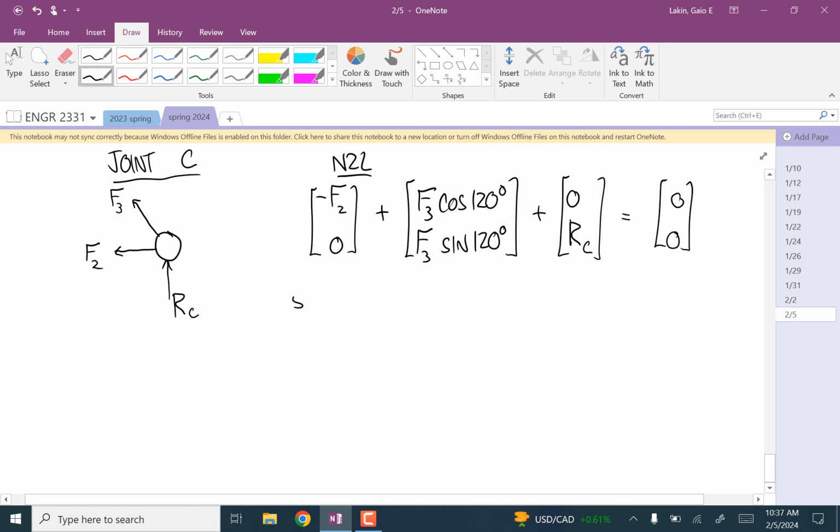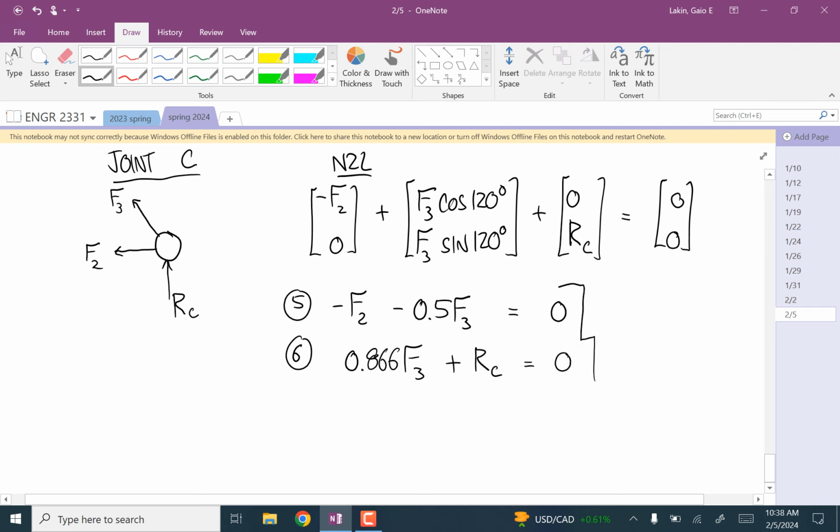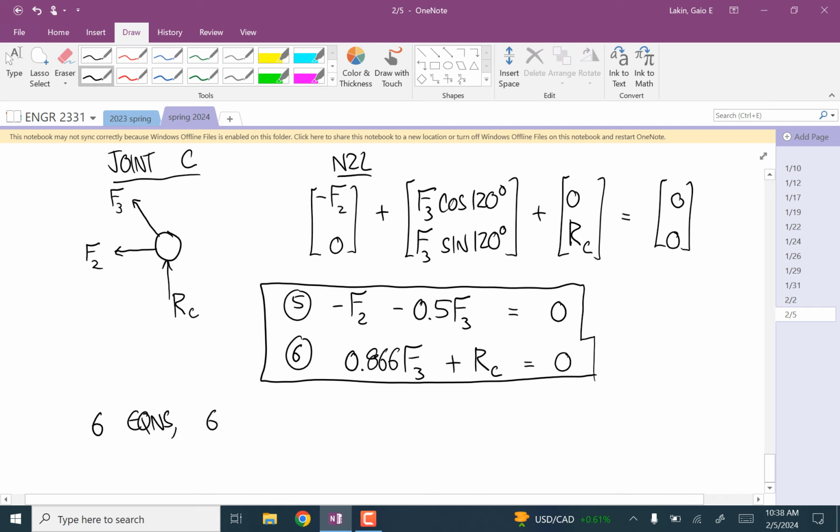So our fifth equation says negative F2 minus 0.5 F3 is equal to 0. And our sixth equation says 0.866 F3 plus RC is equal to 0. And so now we have 6 equations for 6 variables, and we can solve this whole system.